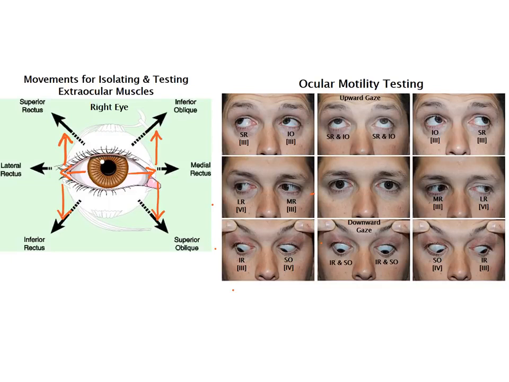In order to test convergence of the eyes, which is an action used for reading, you'll ask the patient to track your finger toward the tip of their nose, and their eyes will converge as such.